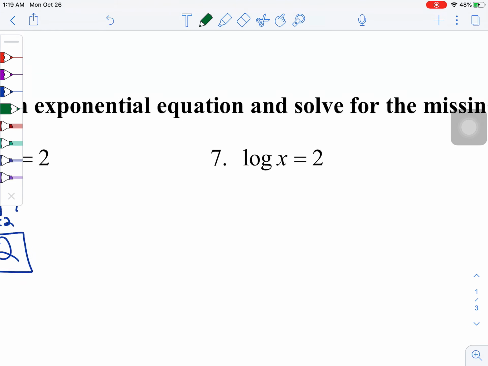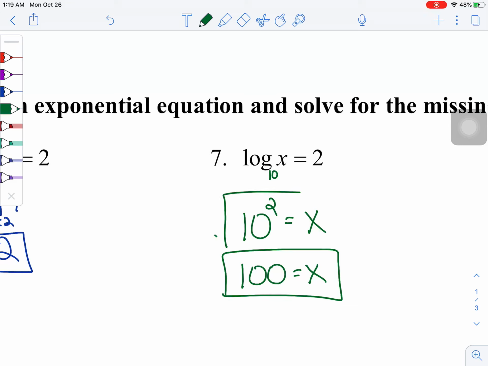All right, problem number 7, we don't have a base written. So log base 10 of x is equal to 2. So 10 squared is equal to x, which makes x equal to 100. And again, both of those are part of your answer.